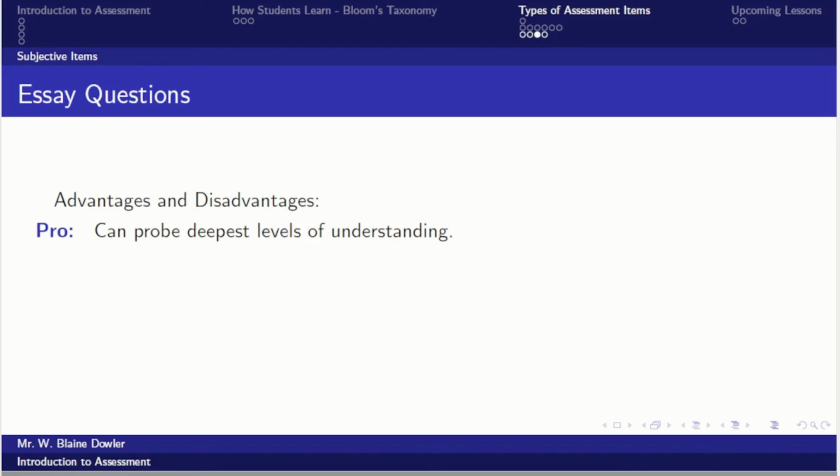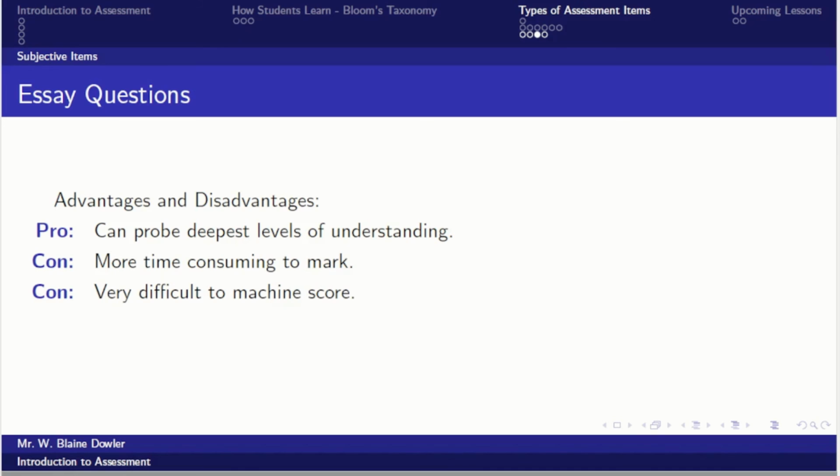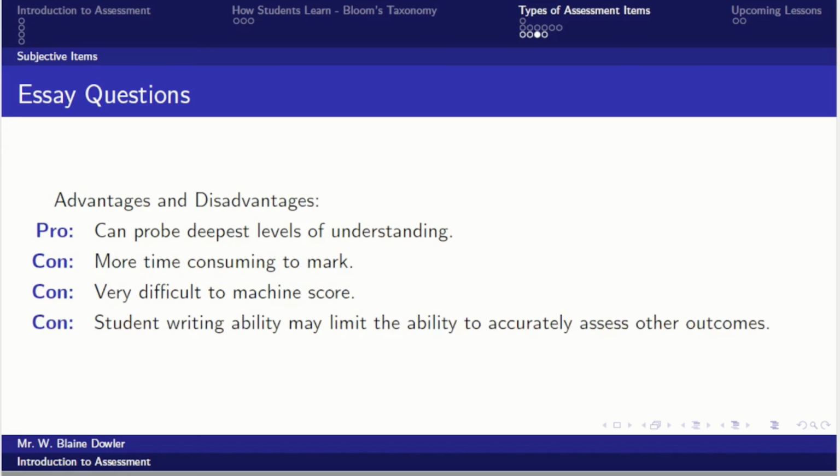The essay questions are similar. So these can probe to the deepest levels of understanding because you have a lot more space to work with. These are probably the most time-consuming questions to mark, and they are extremely difficult to machine score with reasonably priced technology available today. And we still may have those limitations with the student writing ability.